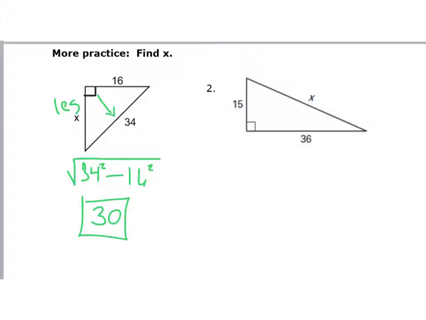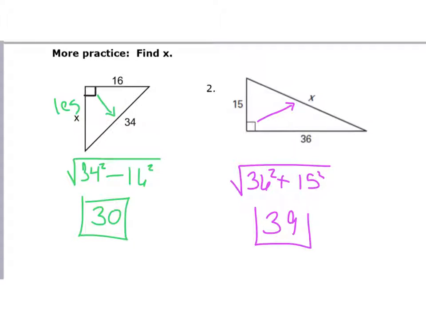All right, when I look at example 2 over here, inside my square root, am I going to put a plus or a minus? A plus, because I'm looking for my hypotenuse. So 36 squared and 15 squared. What do I get for my answer? 39. It's pretty easy. Very good.